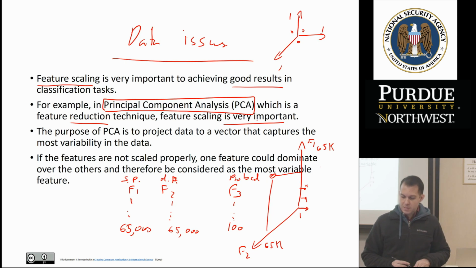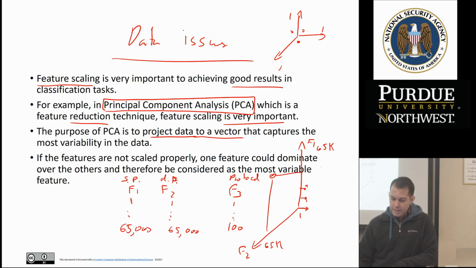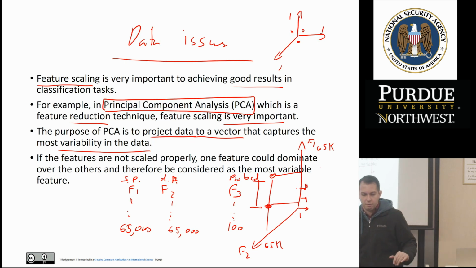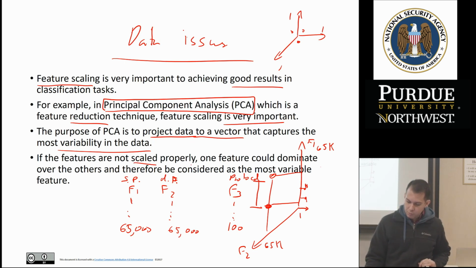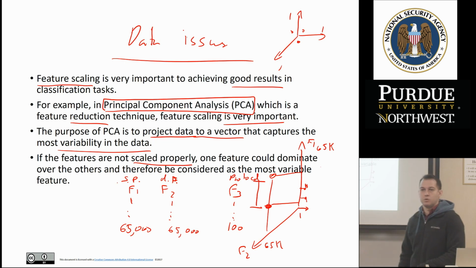So the purpose of PCA is to project data to a vector that captures the most variability in the data. What I was saying here, this variability, you're not going to capture it, whereas between these two points, there's all this variability. That chunk of space is much bigger than that. So you're not going to capture how things vary within that range. If the features are not scaled properly, one feature could dominate over the others and therefore be considered the most variable feature, which is not entirely true.